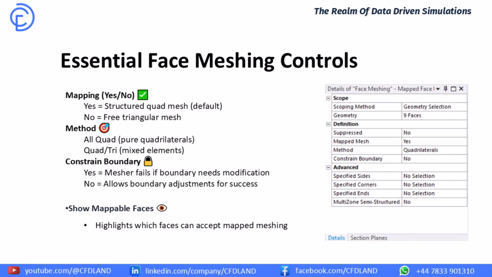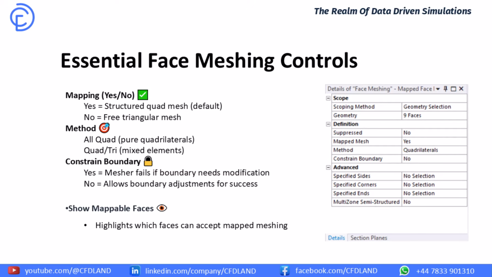This is a primary instruction that you saw. It was enough for generating a structured grid for an ejector. Next is the method. Here we can choose all quad. This tells the software to try and use only four-sided cells, which is the ideal goal for a structured mesh.